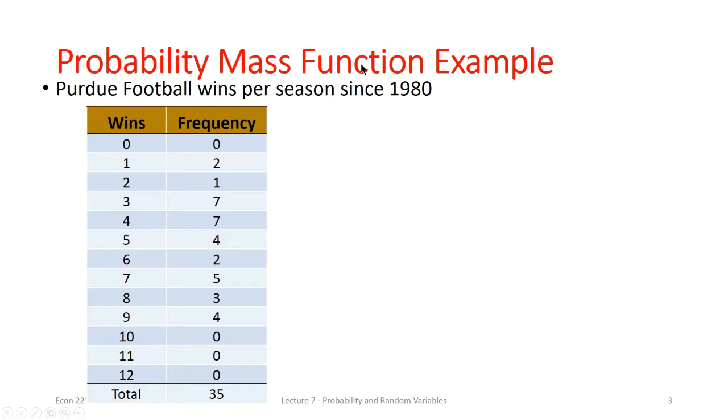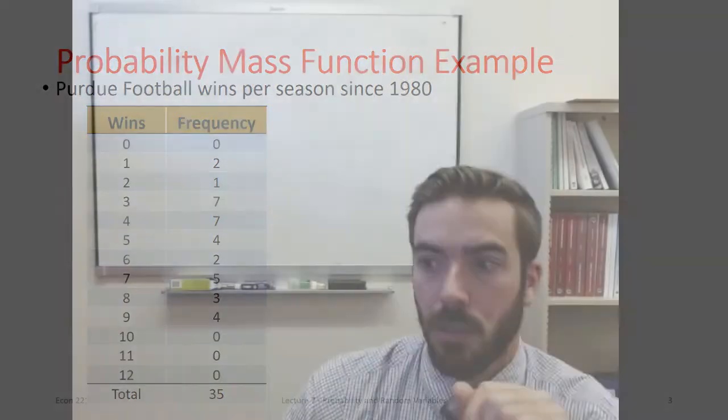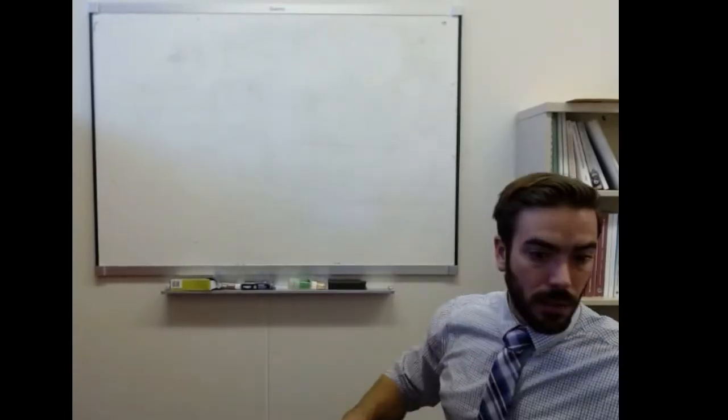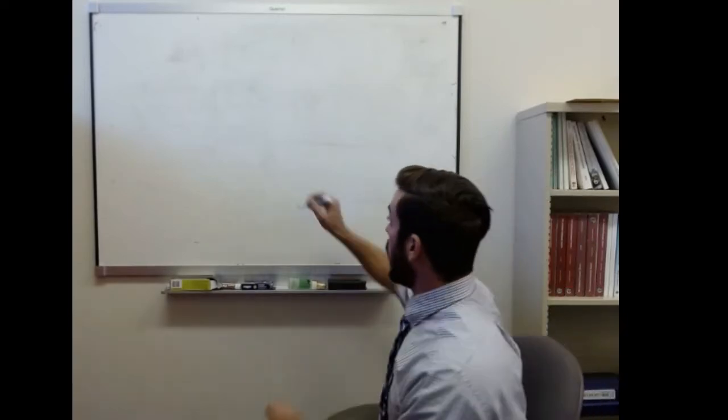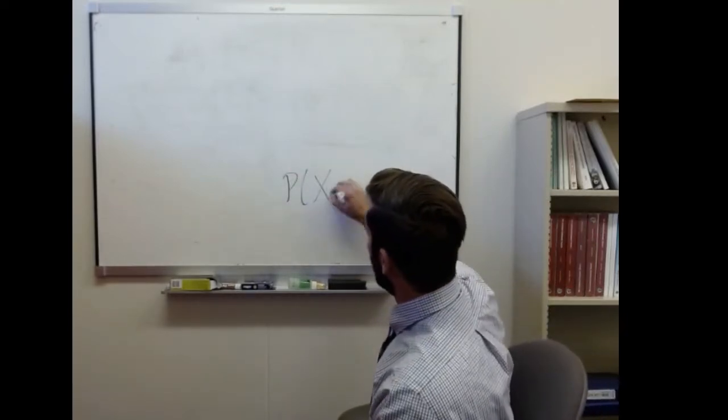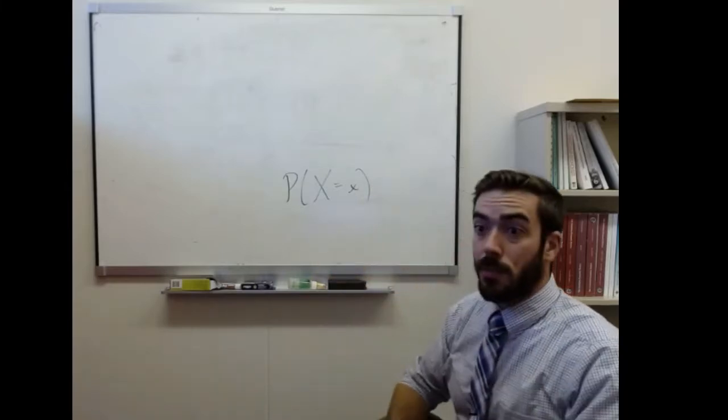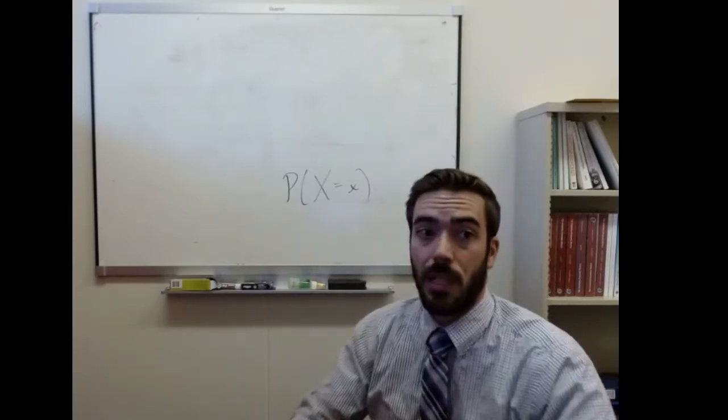We're also going to have a probability mass function that's going to tell us the probability that x takes on one specific value. So the cumulative mass function tells us the probability it's below a value. The probability mass function is the probability it takes on one specific value.